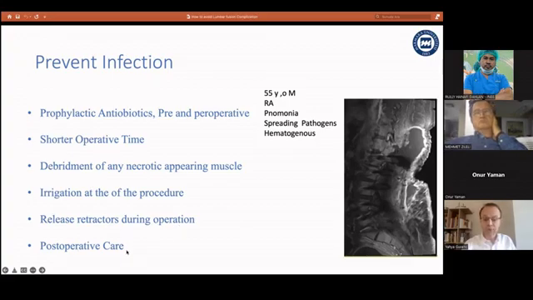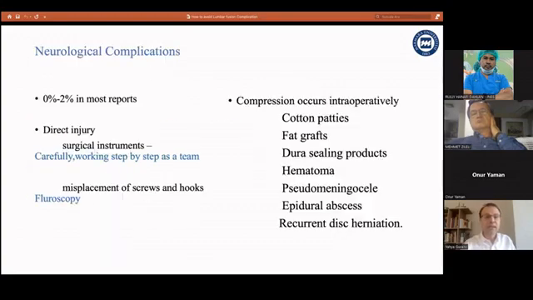Postoperative care is very important because it is given with the patient's family, and we tell them how to look after the patient in the first and second week after discharge. And neurological complications, sometimes this is catastrophic. Because of that, it is very important. They are rare but important.